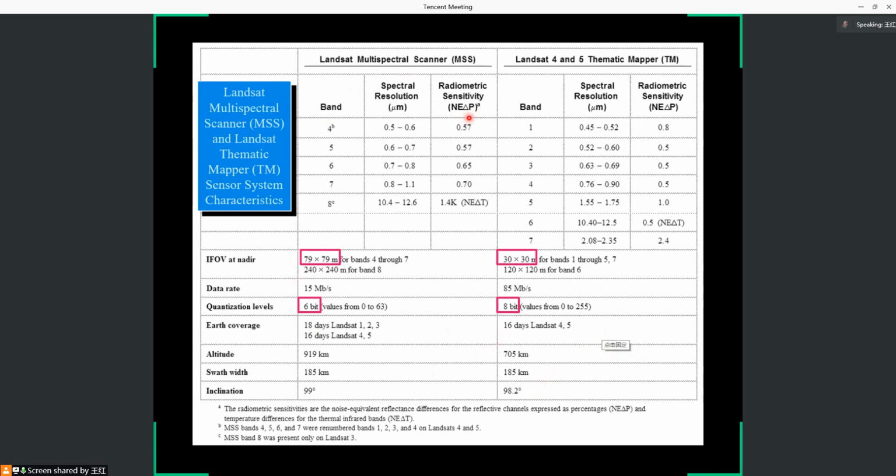So here is the spatial resolution, and this is the radiometric resolution. Okay, they are different.